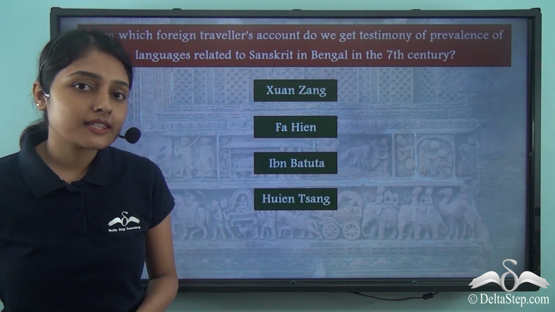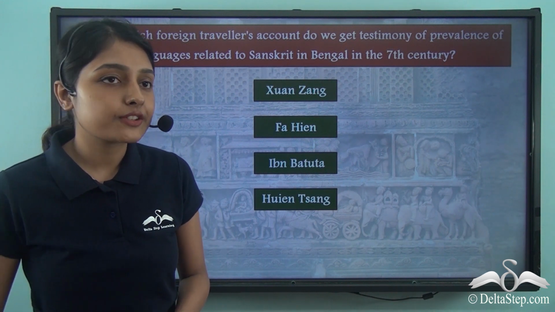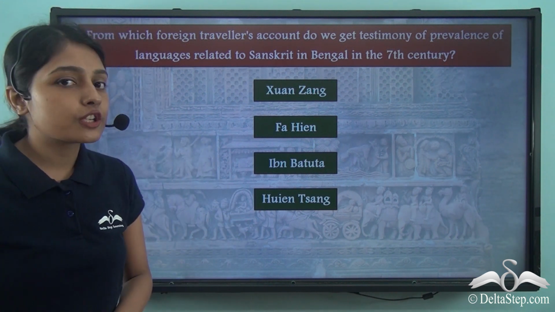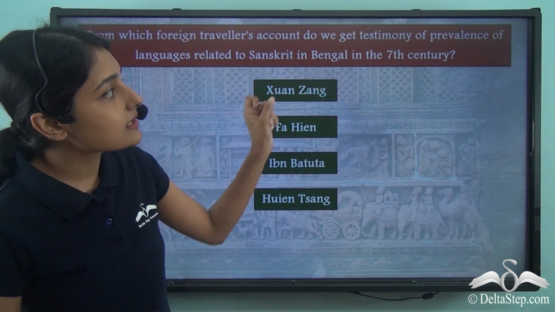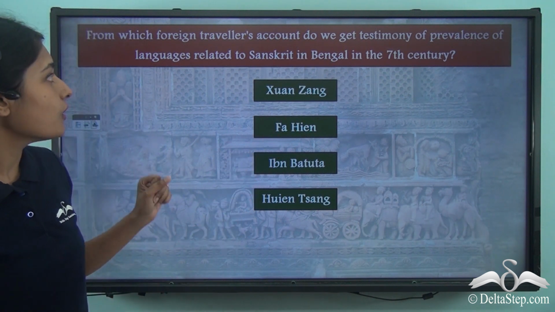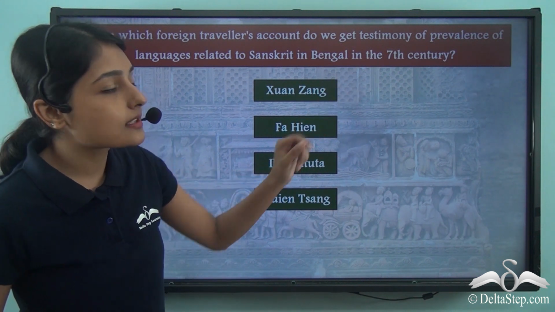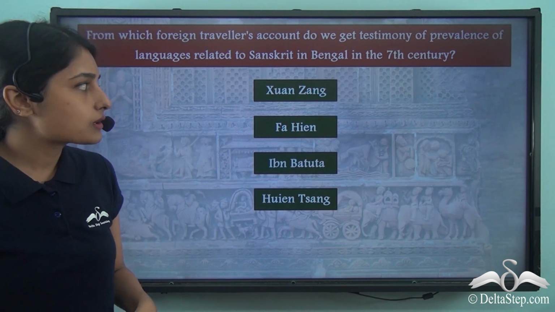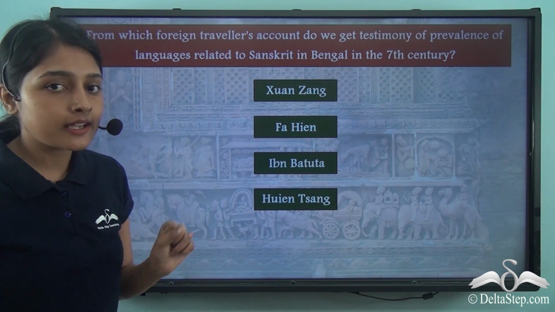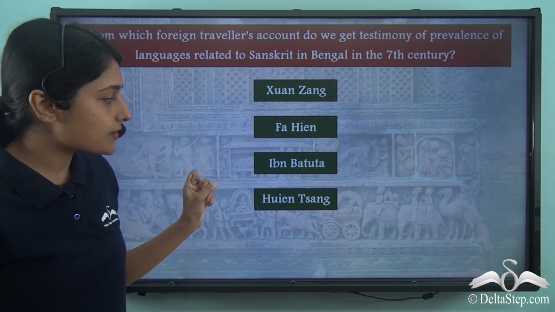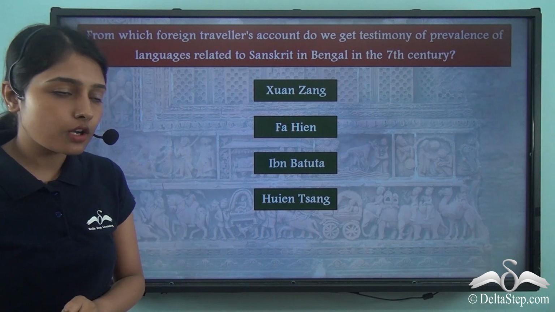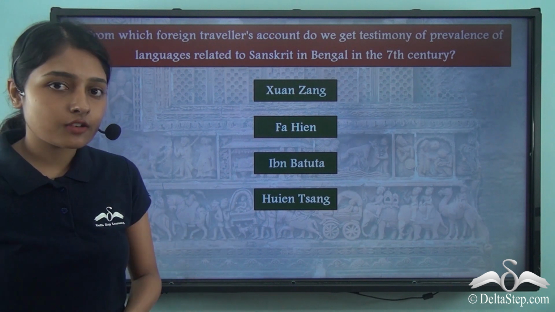Before proceeding with this lesson, let me ask you a question. From which foreign traveler's account do we get testimony of the prevalence of languages related to Sanskrit in Bengal in the 7th century? Do we get to know this from Xuanzang's records, or Fa-Hien's records, or Ibn Battuta's chronicles, or Yuan Tsang's chronicles?